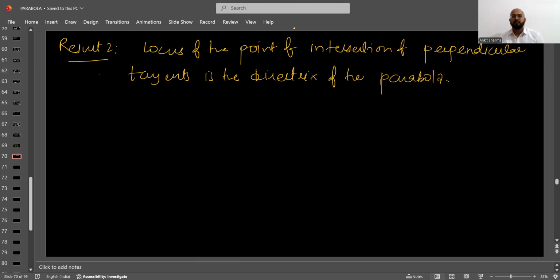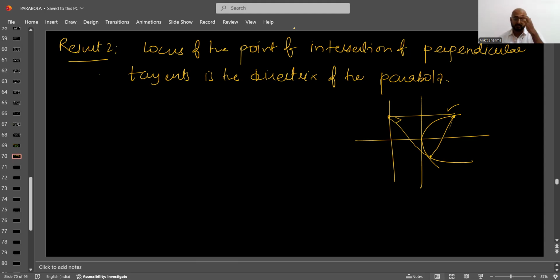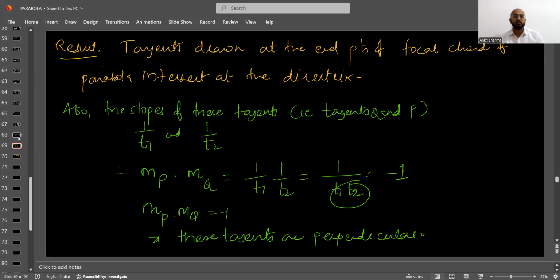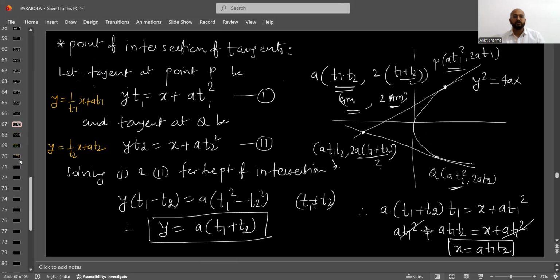So the directrix can be considered as the locus from where perpendicular tangents are drawn to the parabola. If I take any point on it and draw the tangents to this parabola, these two tangents are perpendicular. And if tangents are drawn at the endpoints of a focal chord, they are of course perpendicular, and the point of intersection of tangents at P and Q lies on the directrix of this parabola. These are the two results which we had. I hope you understood this.